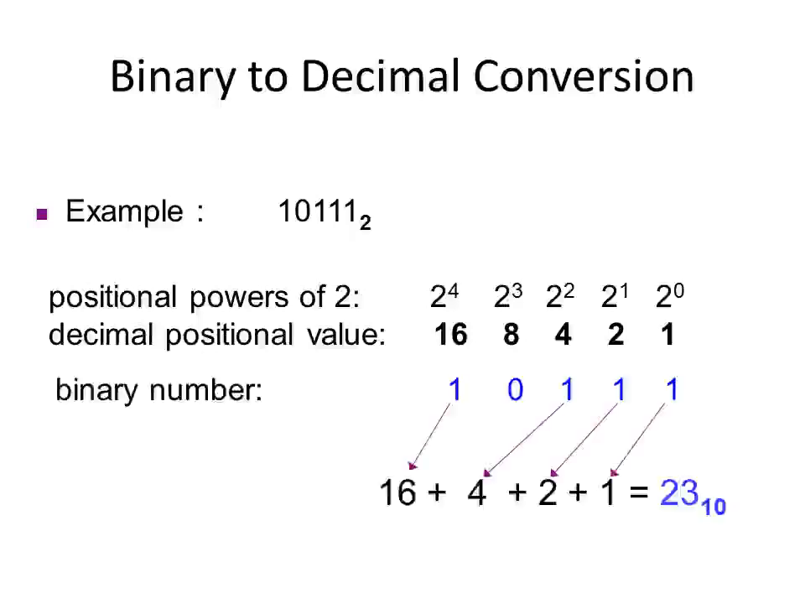Similarly, in another example, if the digit at a position is 1, then you add the positional power of 2, that is 2 to the power 0, and when the value is 0, it is not added.